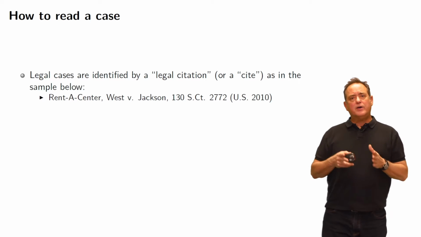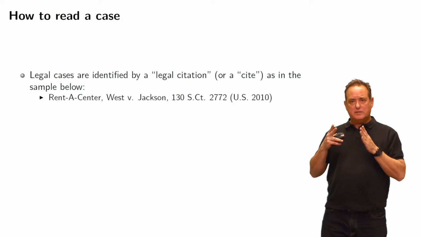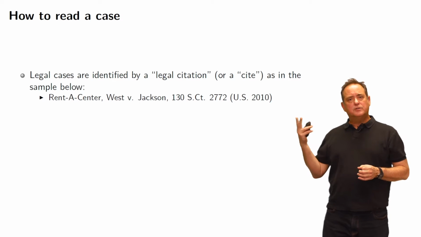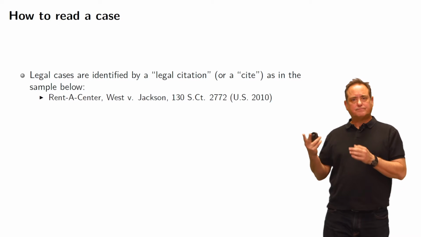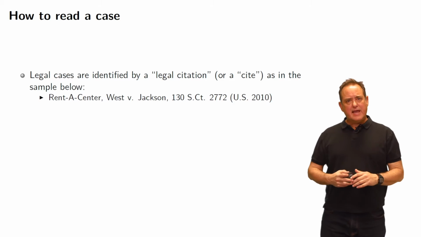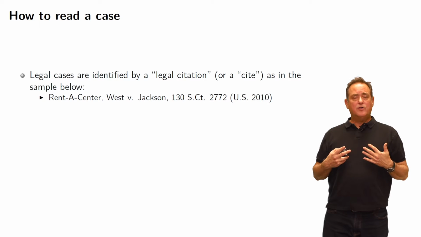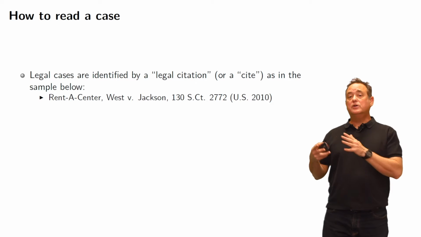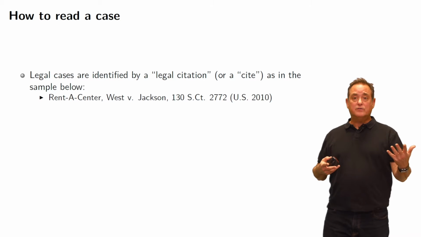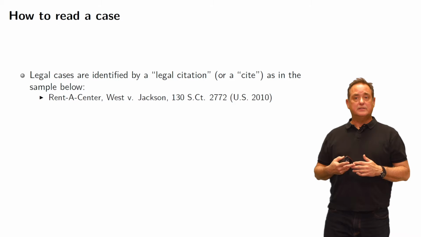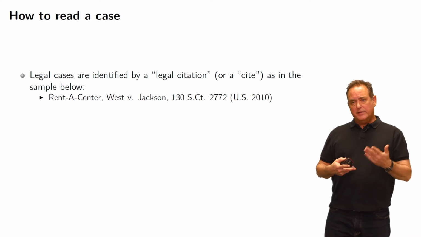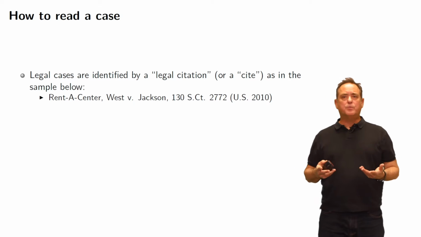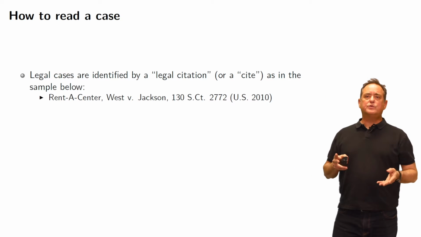So in this case, 130 of SCT means the 130th volume of the Supreme Court Reporter, and then page number 2772. So if I see this case, I know exactly where to go find that case. I put that citation into my browser, or I could go look it up on a bookshelf if there was still a paper copy of it. The final parentheses contains, first of all, the court, and in this case, U.S. means the Supreme Court, and the year that it was resolved.